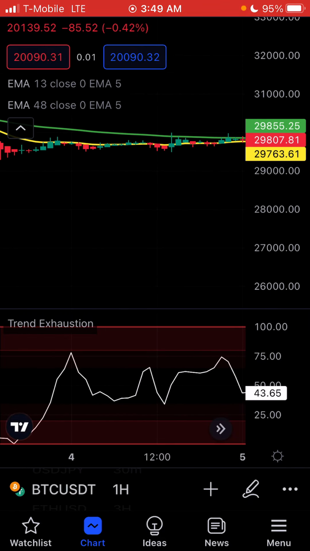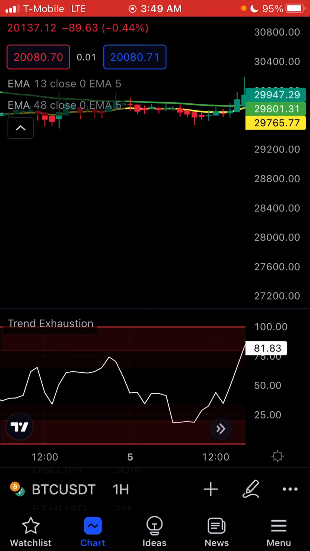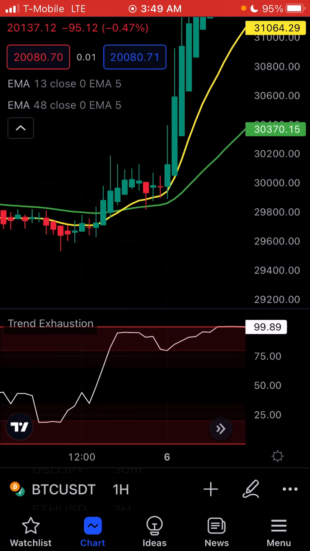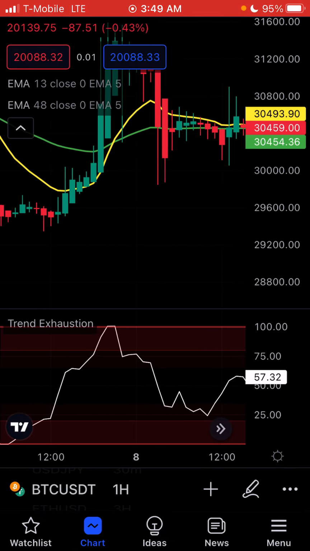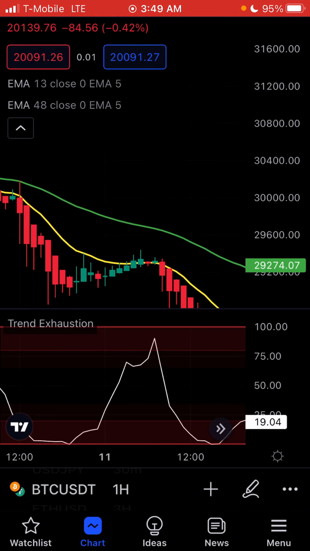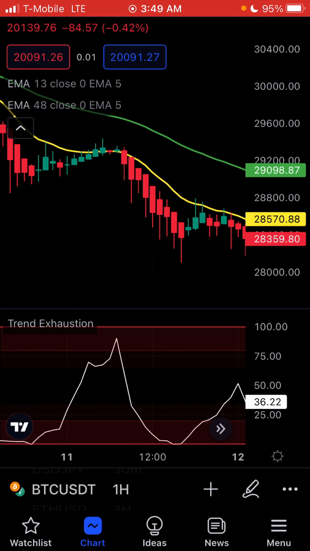Really, I use the EMAs first, and if I need the help of figuring out when to sell, I look at the trend exhaustion. But the trend exhaustion is not always right. You can go off just by the EMAs alone. So anyway, that's what I want to talk about today, how I figure out when to buy in and how I figure out when to sell. I do this over and over.